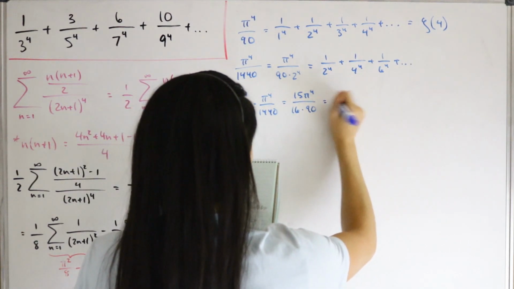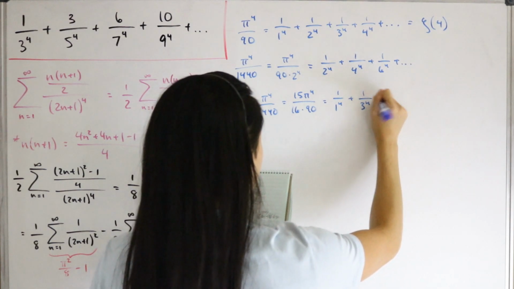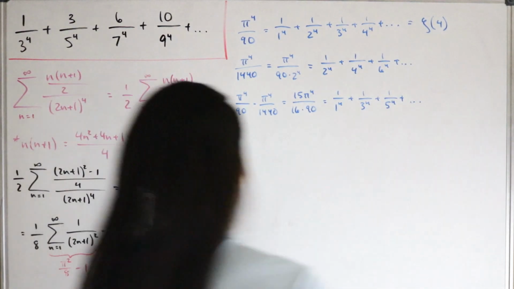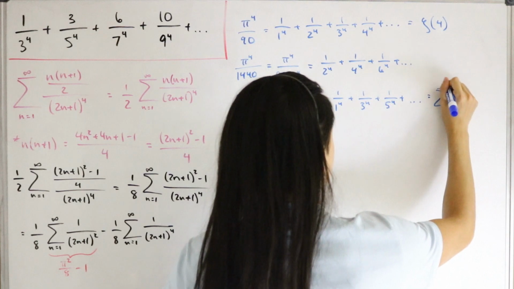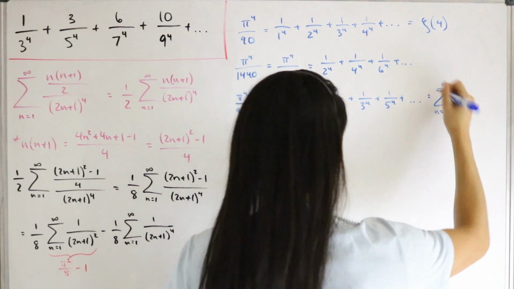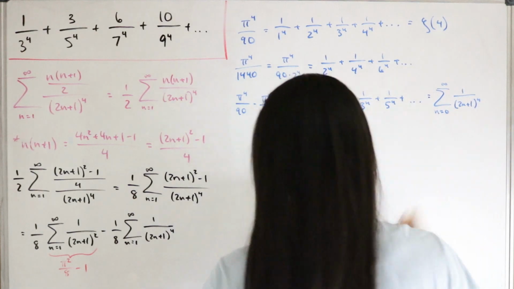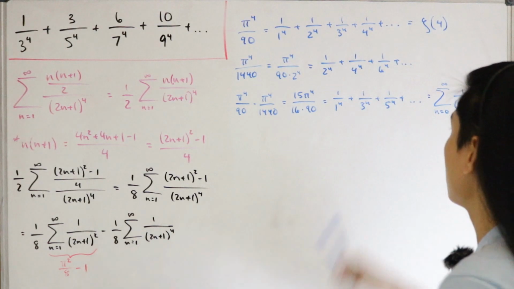And that is going to be equal to 1 divided by 1 to the power 4, plus 1 divided by 3 to the power 4, plus 1 divided by 5 to the power 4, and so on and so forth, which you'll notice is very similar to what we have over here. Putting that series as a summation, this is the same thing as n equals 0 to infinity of 1 divided by 2n plus 1 to the power 4. Just like before, we have a starting index of n equals 1 and n equals 0.